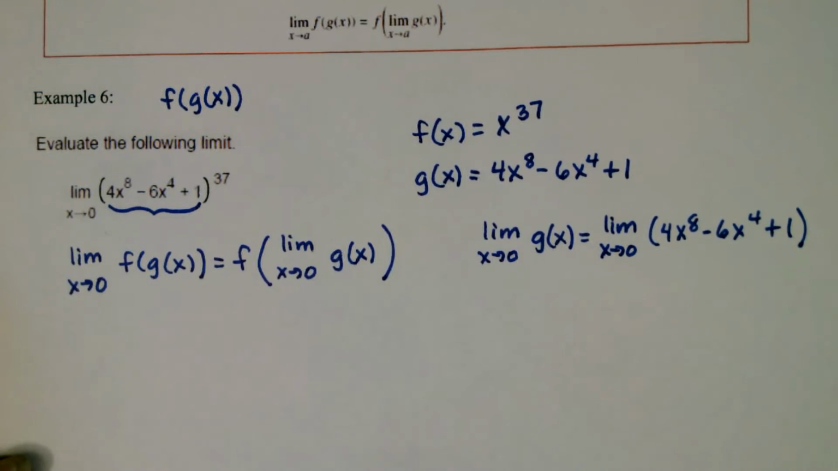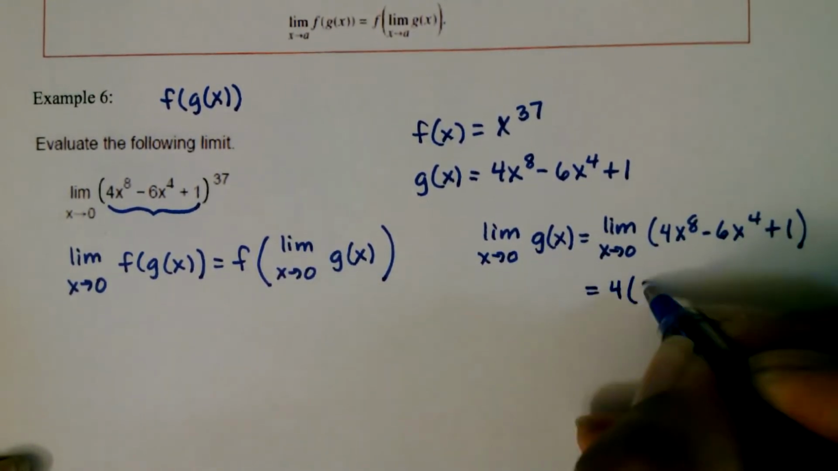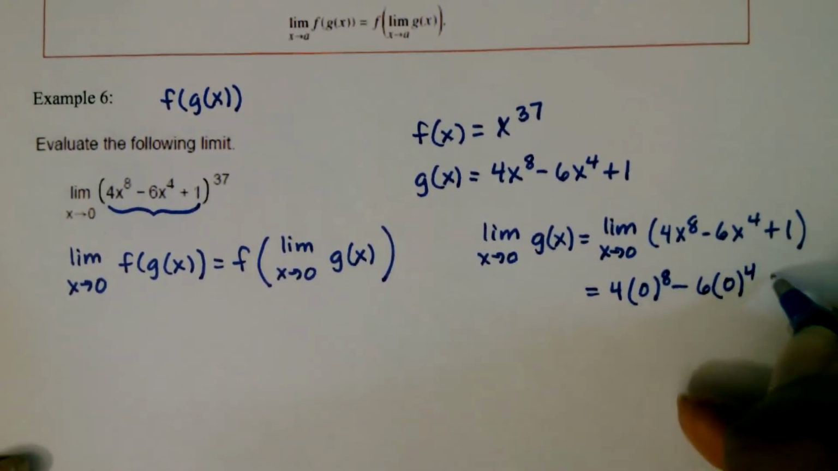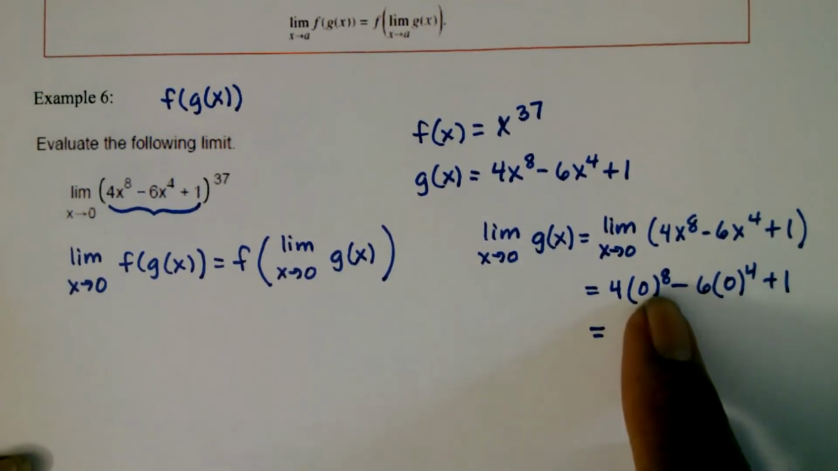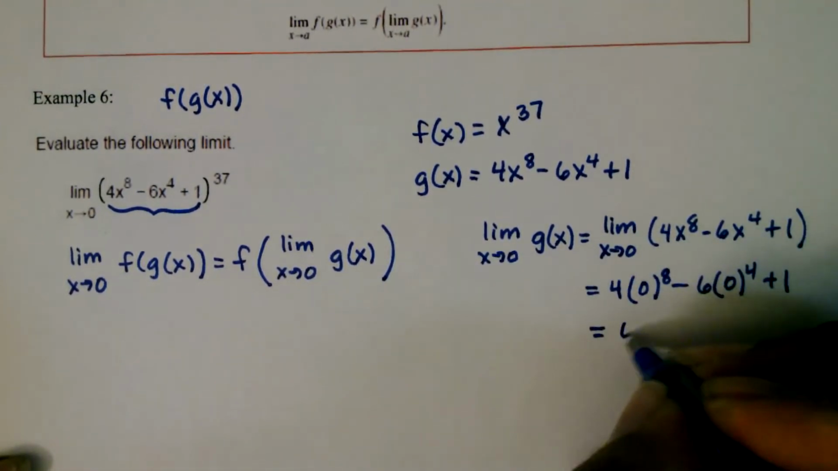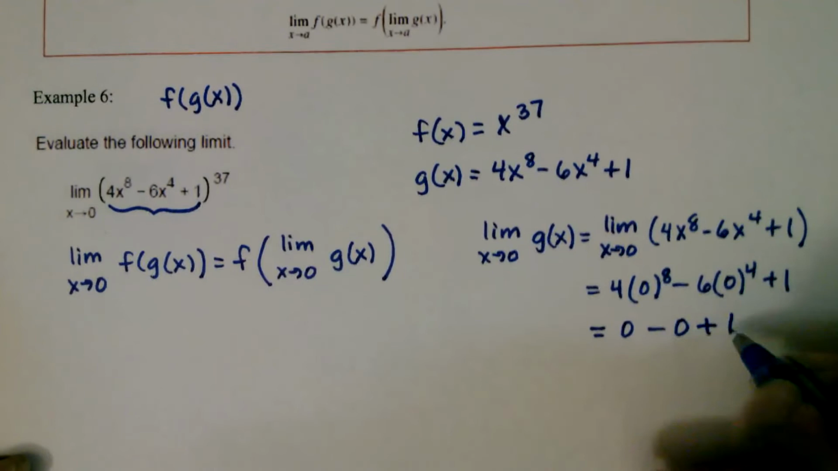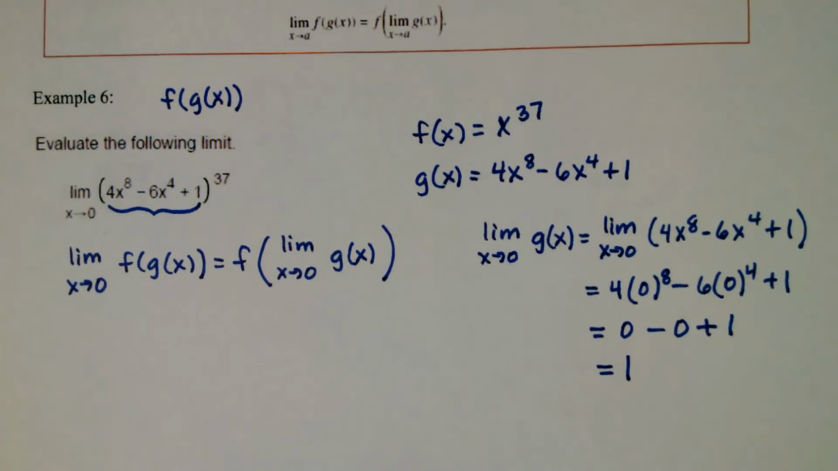And since this is a polynomial function, we can just do direct substitution. So here this would be 4 times 0 to the 8th minus 6 times 0 to the 4th plus 1. Well, 0 to the 8th is 0, times 4 is 0. 0 to the 4th is 0, times 6 is 0, plus 1. So 0 minus 0 plus 1 ends up being 1. So the limit as x approaches 0 of g of x is 1.